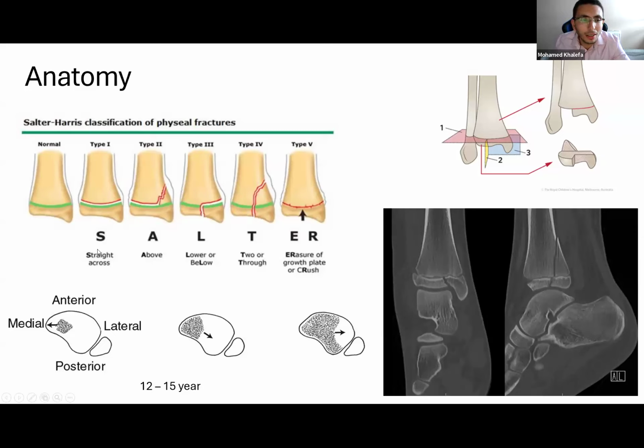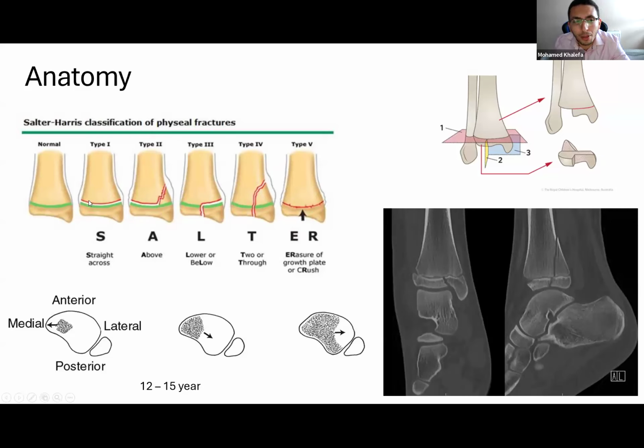So type 1 is straight across. If you have a bit of metaphysis, the Thurston Holland fragment, that's type 2, so it's called above. Below, which is an articular fracture, is type 3. Through or together would be type 4. And ER, which is type 5, is complete erasure or complete damage of the physis.